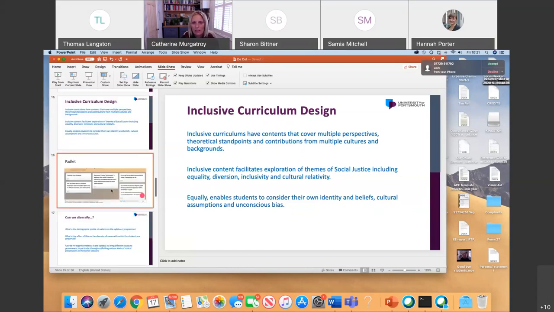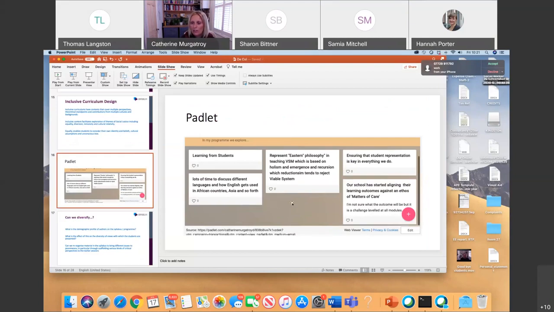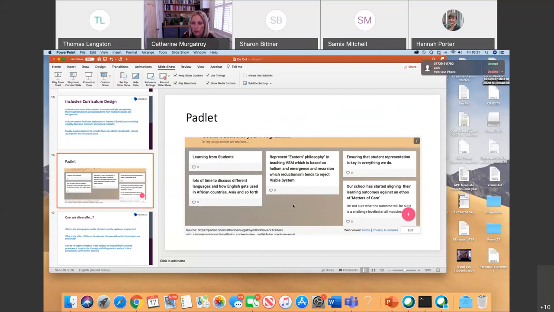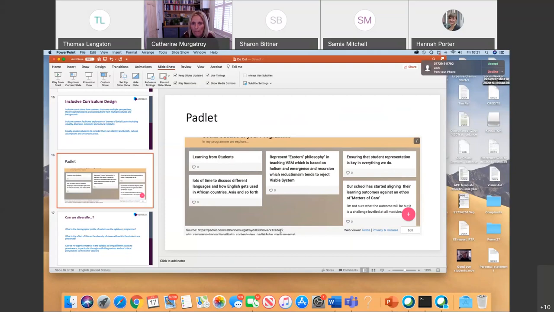Now, we've got another Padlet here, so I'm hoping that this is going to work, because this is about sharing your ideas of how you're getting social justice into your programmes, or what you're doing already, what you're thinking about, or what you might do, or any tips that you would give your colleagues. So, let's see what we can do. Tom, you might have to just read them if that's all right.